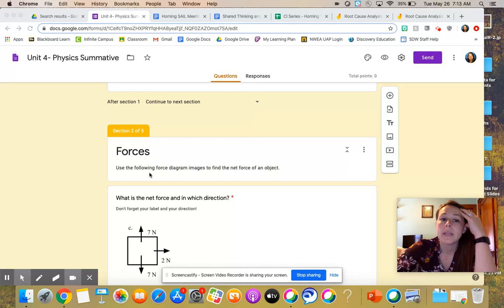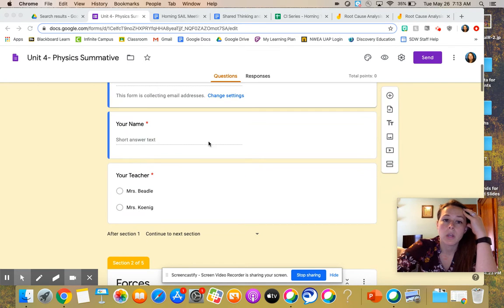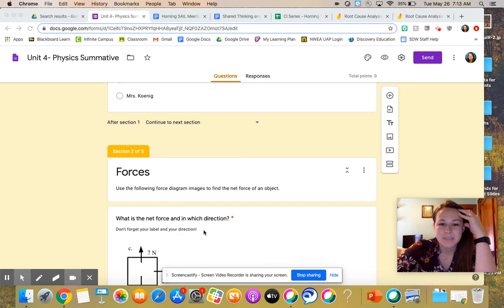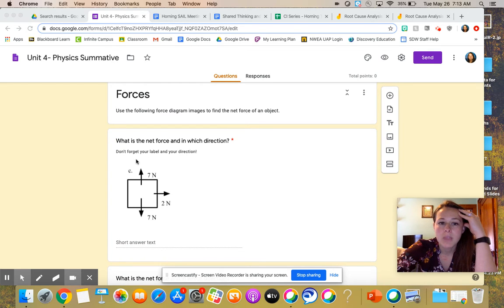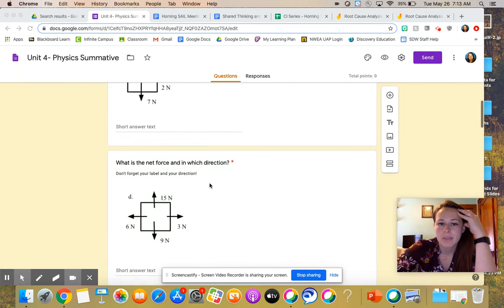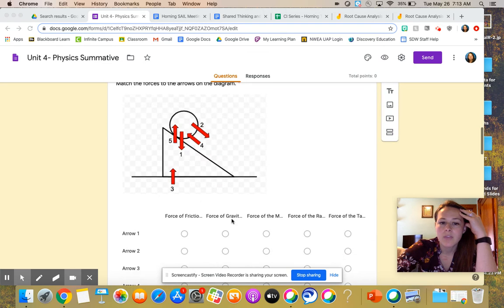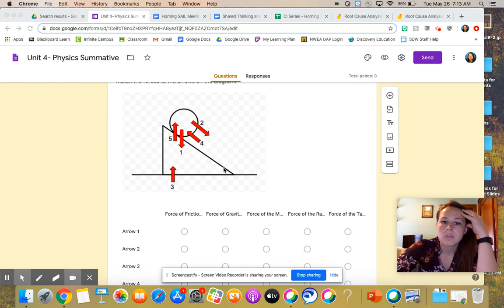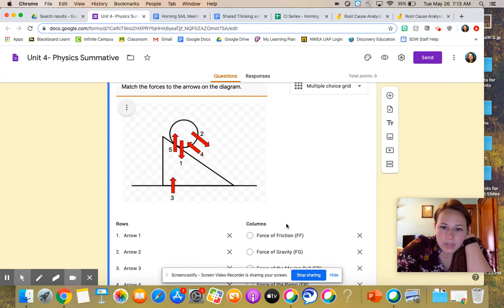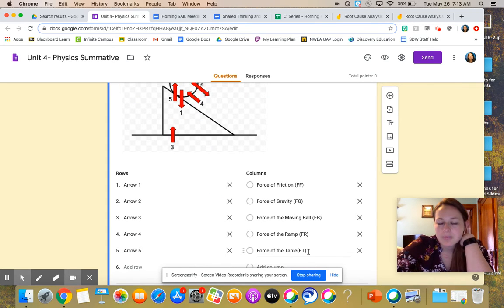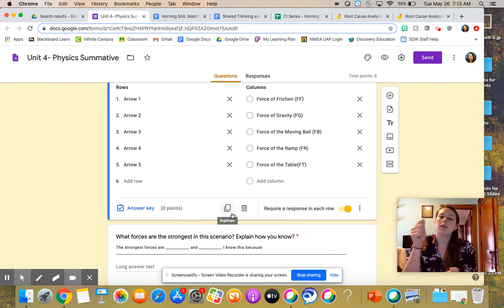So part 1 is forces. Well, technically part 1 is your name. Okay, part 2 is forces. So I've given you a force diagram, and I want you to tell me which way it's going to move. Okay, and then don't forget your label. Same thing here. And then finally, you're matching your arrows to what the force is. I recommend if you're seeing like I have right here, you can kind of pick them out. So force of friction, force of gravity, force of the moving ball, force of the ramp, force of the table. If you need to, turn your iPad from that vertical mode back to the horizontal so it's flat. It should make your screen wide enough that you should be able to see that.